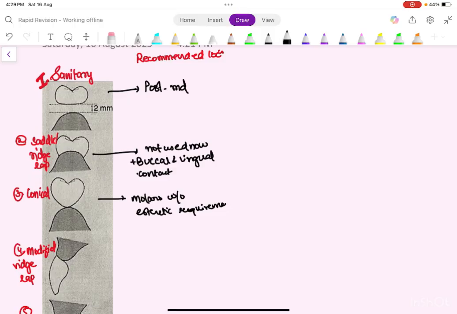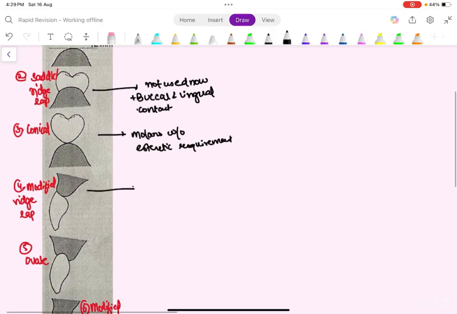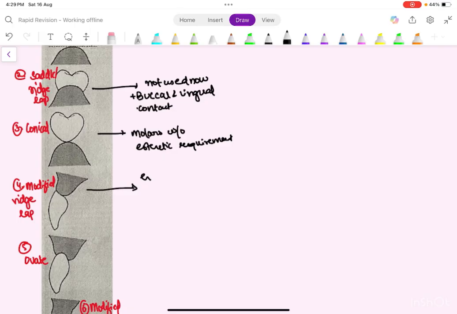Now modified ridge lap is the most aesthetic one. Like, most aesthetic is ovate, but this is also preferred. So ovate is not preferred because it requires surgical preparation. So modified ridge lap is the one which is the most widely used. All right. So this is highly aesthetic. This is given in anterior teeth, sometimes in premolars, and sometimes also in maxillary molars.